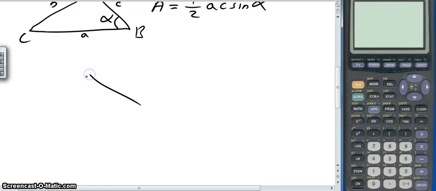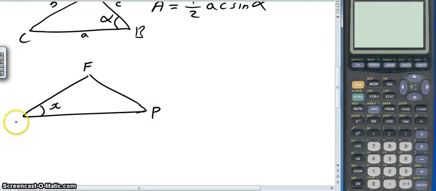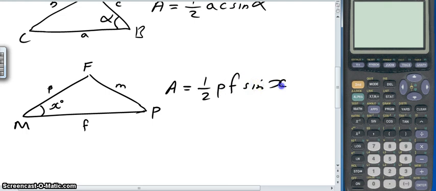So if I just do a triangle, any old triangle, I give you the angle here as X. I call this point F, this is P, and this is M, just for the heck of it. Then this is side little m, this would be little p, and this would be f. So if I know this angle is x degrees, then the area will be half. Now, the title again, finding the area of a triangle. It's got the angle between the two sides. Half p f sine x. That's it.